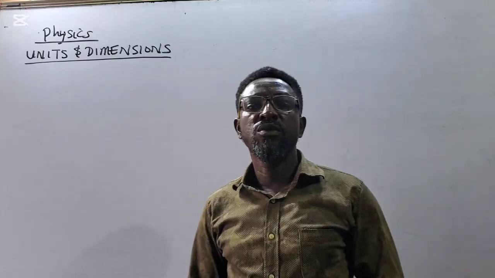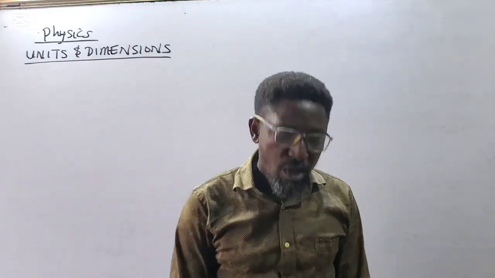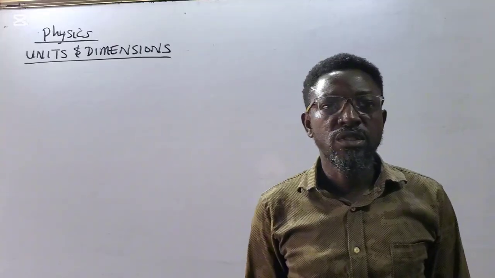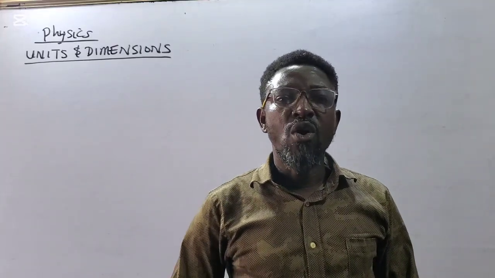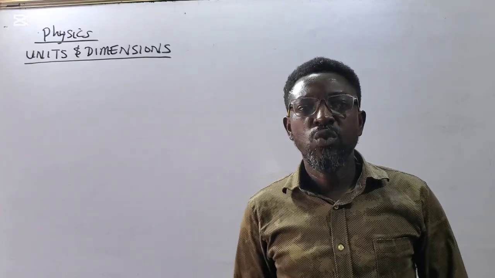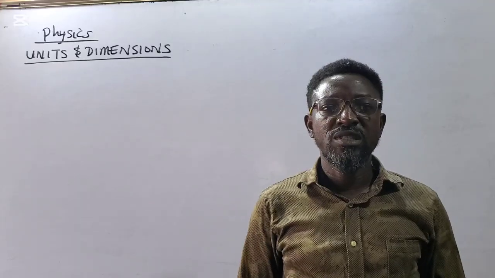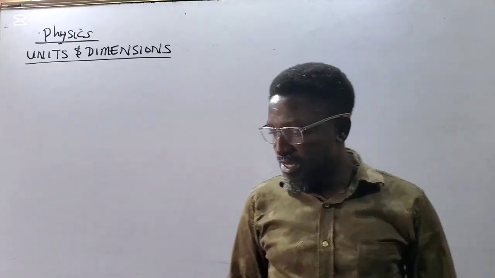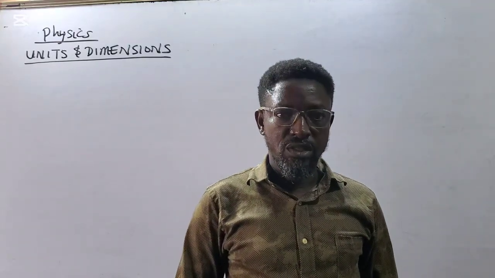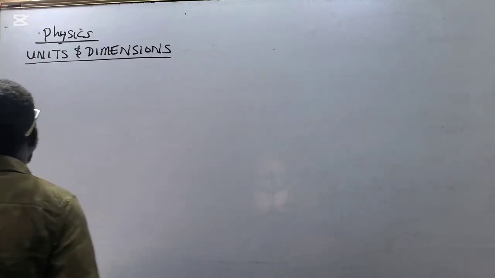So now we're going to be looking at the units and dimensions. Before we go to that, we need to know what dimension actually is. What is dimension? The dimension of a quantity simply refers to the symbol allocated to that quantity irrespective of its units.